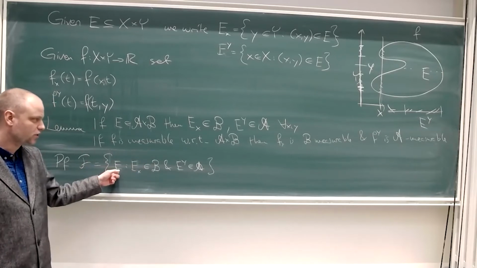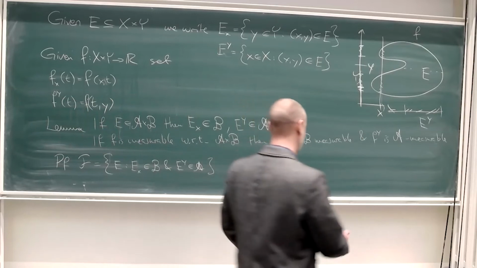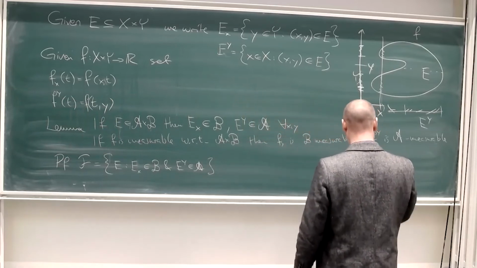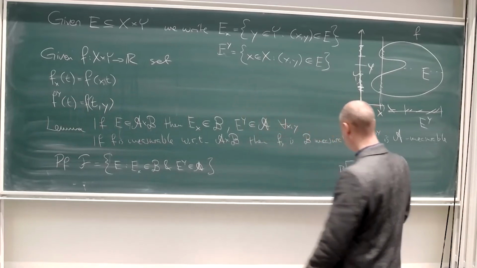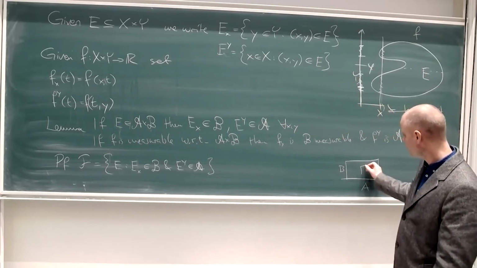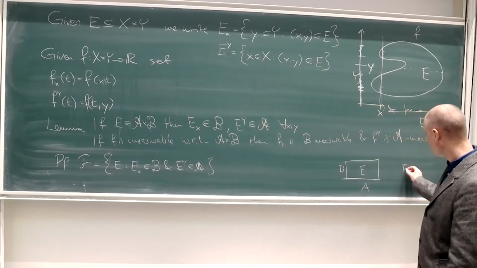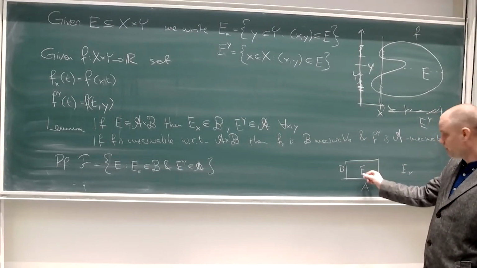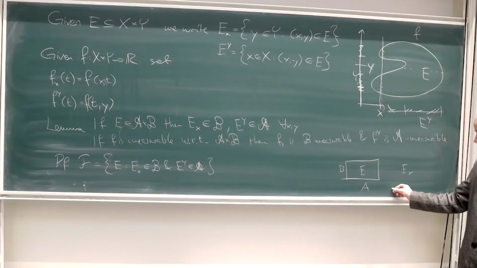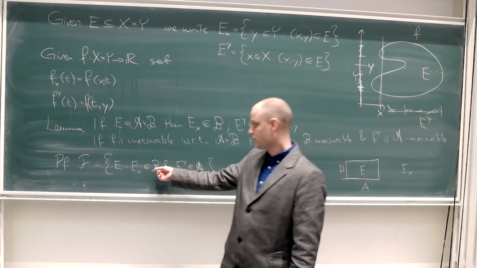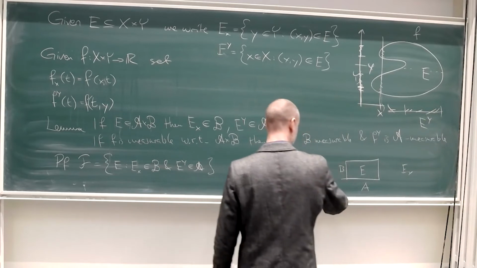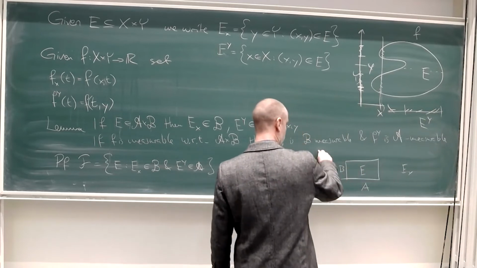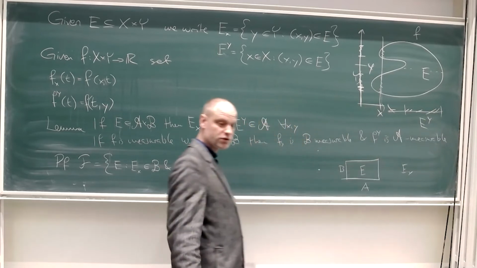Does it contain the product sets? Well, obviously it does, right? Because if I have a product set, A times B, what could be a section here? So this is my E now. Now I consider E_x. Well, I have two possibilities. Either x is here, and then I get B, or x is out here, and then I get the void set. And either way, I'm in the sigma algebra. Same with E_y. Either my y is here, and then I get A, or y is here, and then I get the void set.